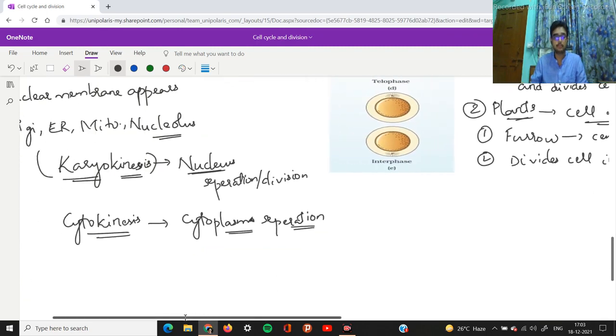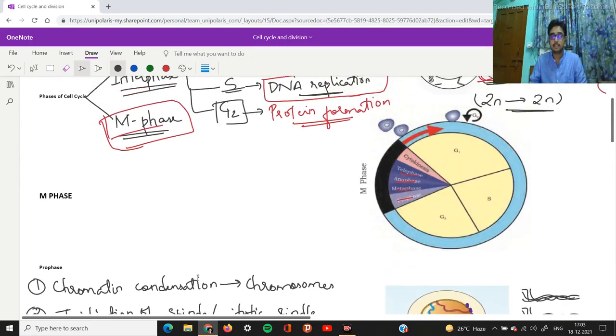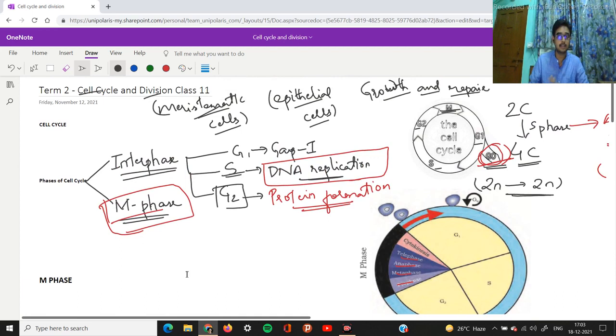Now we have to finally summarize mitosis. So how do we summarize the cell cycle and cell division which we studied till now? Okay, the cell cycle and cell division is an important and integral part of a cell. In plant cells, mainly meristematic cells are the examples, and in animal cells, epithelial cells are the examples which I have given. They're important for growth and repair. It has two phases: interphase and M phase. The interphase is again divided into G1, S and G2, in which S phase is very important because DNA replication takes place in that.